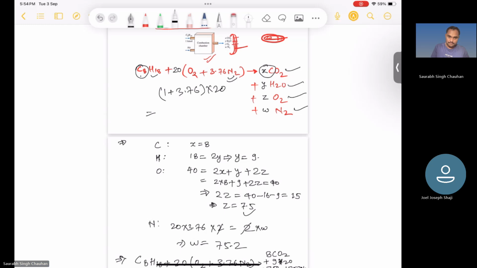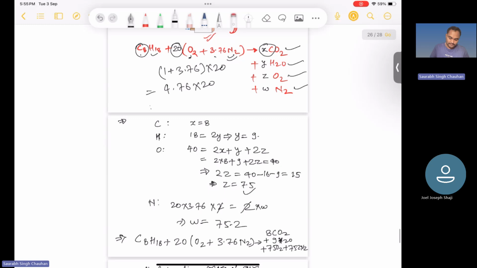Okay, please remember this 20 is not the number of moles of air. This is 1 of oxygen plus 3.76 of nitrogen. So 4.76 into 20, these are the number of moles of air. Just add the number of moles of oxygen and nitrogen, you will get the number of moles of air: 95.2. Okay.